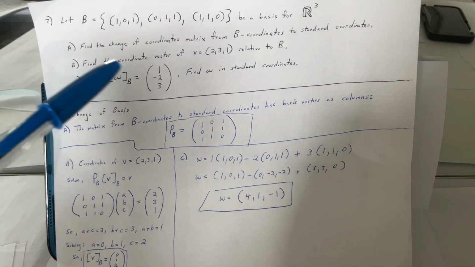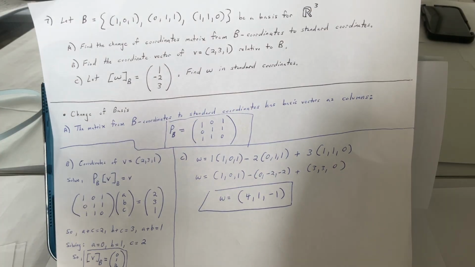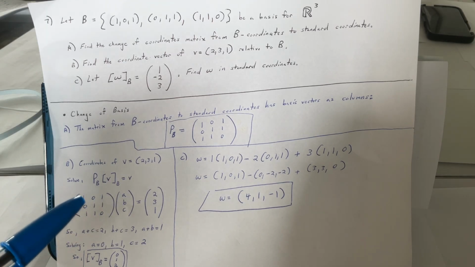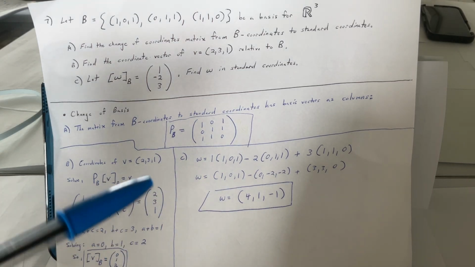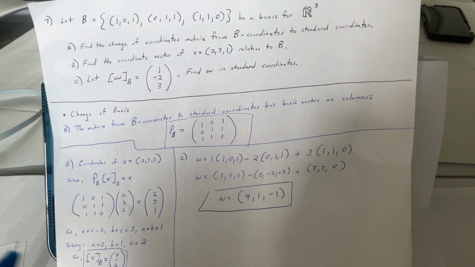Okay. Part B, find the coordinate vector of v equals 2, 3, 1 relative to B. So we want to solve P sub B times v coordinate B equals v. So set this up: 1, 0, 1, 0, 1, 1, 1, 1, 0 for our rows, times column a, b, c equals column 2, 3, 1. So a plus c equals 2, b plus c equals 3, a plus b equals 1. Solving, a equals 0, b equals 1, and c equals 2. So we get v sub B is column 0, 1, 2.